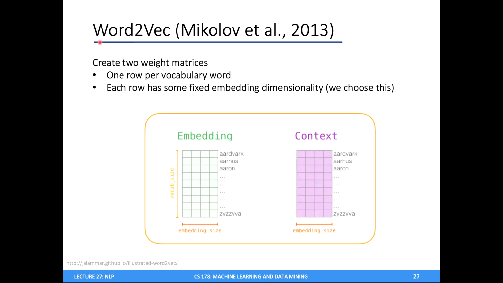In Word2Vec, what we do is we create two weight matrices where we have one row per vocabulary word, and each row has some fixed dimensionality. So the word aardvark has, in this example, 4 dimensions for the embedding, and every other word also has 4 dimensions for the embedding. The embedding size is the dimensionality we're going to use to represent these feature vectors. And again, every word gets its own embedding vector, and we're going to somehow learn these. In fact, we're going to learn two weight matrices, one called our embedding matrix, and one called the context matrix, which is the exact same idea, but we're going to use it in a slightly different way.